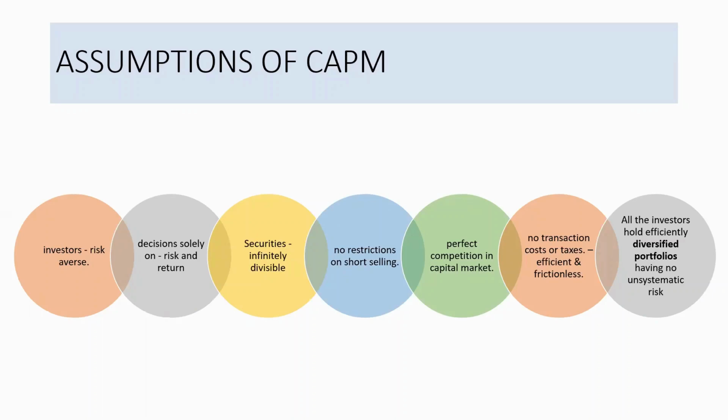These are more or less the same as the capital market theory, but the only few differences here are perfect competition in the market, and no transaction cost or taxes. This is a very unrealistic kind of assumption in real life. Second, the unrealistic assumption is that investors hold the efficiently diversified portfolio having no unsystematic risk. This whole model is based on the idea that there is no unsystematic risk in my portfolio, but it is actually very vague to say that we can diversify all the unsystematic risk. Some unsystematic risk always remains in our portfolio, so you can write it as a limitation.